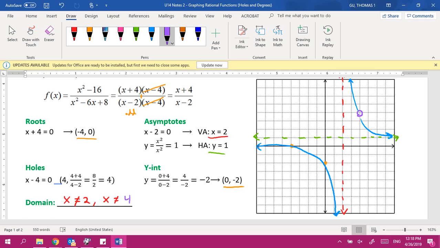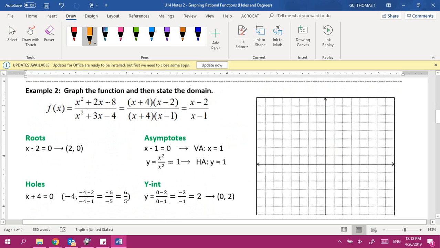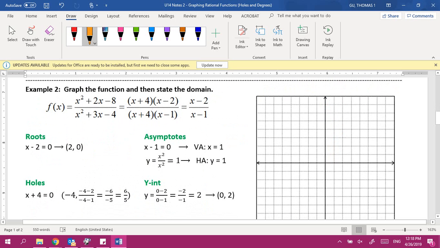All right, so let's go to the second example then. Look at the second example. Is there going to be a hole in this graph? Yes. Where? X equals negative 4, right? Because when you solve x plus 4, you get x equals negative 4. That's right. And you can see down here they even show it to you, negative 4.